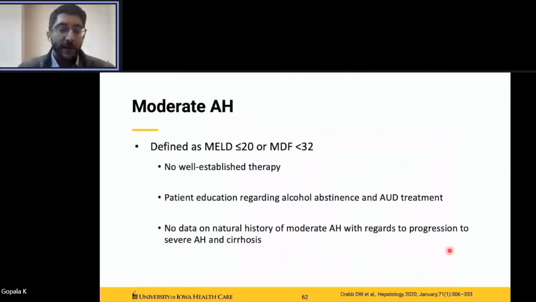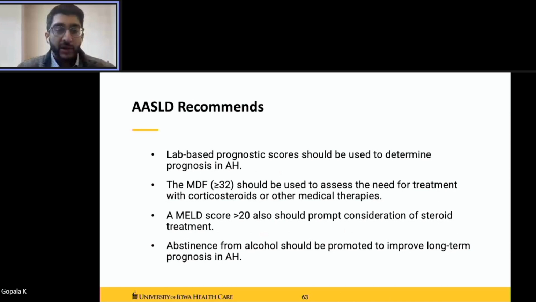In terms of moderate alcohol-related hepatitis, it is essentially defined as MELD less than 20 or MDF less than 32. There's no specific treatment for this other than abstinence. So again, AASLD recommendations: lab-based prognostic scores should be used to determine prognosis of alcoholic hepatitis.